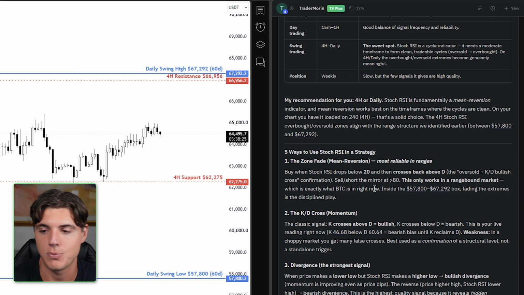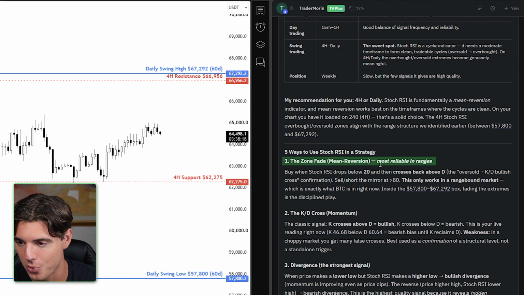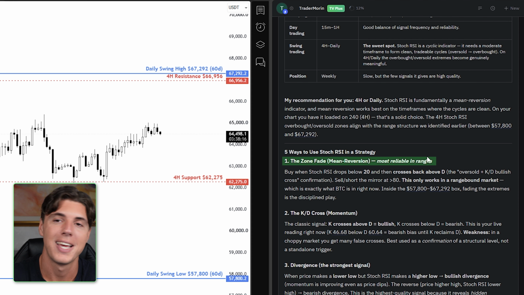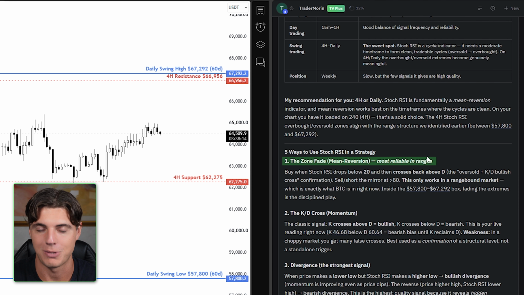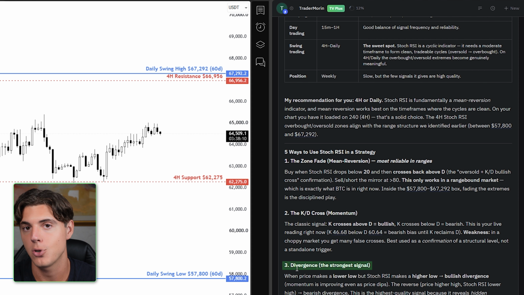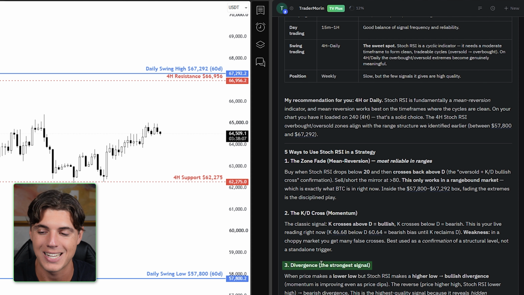And then it finally gives me the 3 ways that I can use it. Number 1 is for mean reversions, which is one of the ways that I use it, and it's more reliable in ranges, which is again exactly what I've sort of been explaining with my own logic. Then you can use it for momentum and also the divergences. And for divergences, it actually says it is the strongest signal. And honestly, in my own system, I've never really looked that deep into trading divergences with a stochastic. But maybe this is something that I'll actually look into in my spare time.